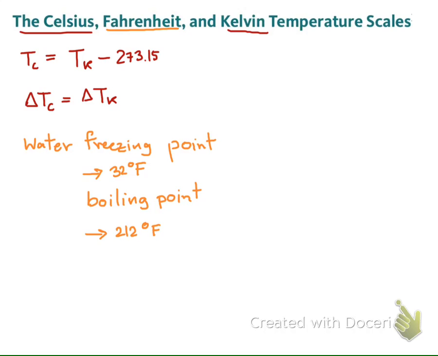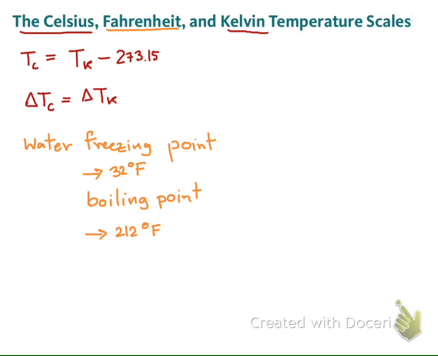Okay. So you can see that the Fahrenheit scale and the Celsius scale are different. In the Celsius scale, we define the freezing point at 0 degrees Celsius, and the boiling point at 100 degrees Celsius. So the temperature difference between the boiling point and the freezing point is 100 degrees. But for the Fahrenheit scale, the temperature difference between the boiling point and the freezing point is 180 degrees. So the scales of these two temperature scales are different.